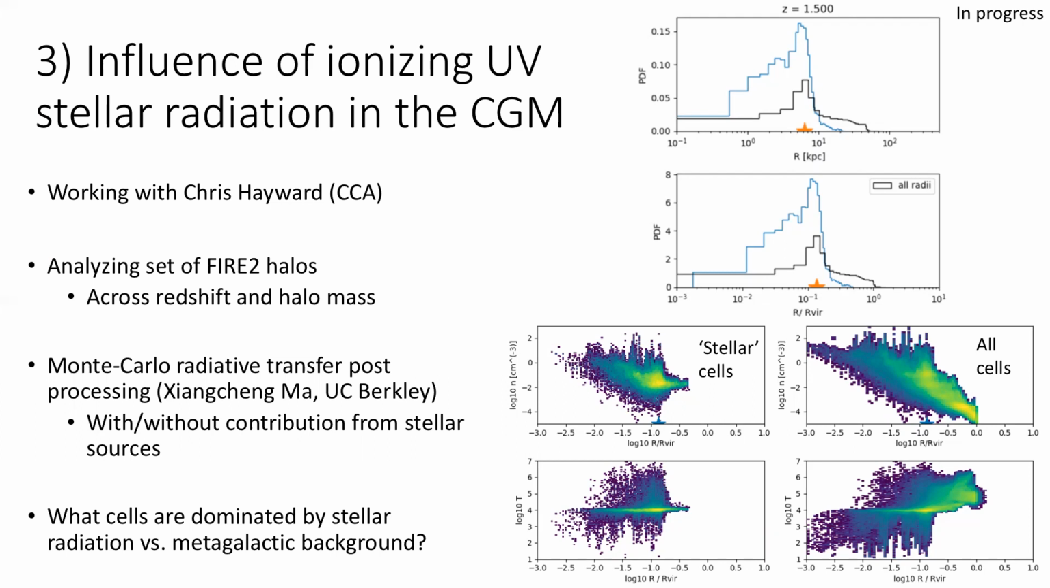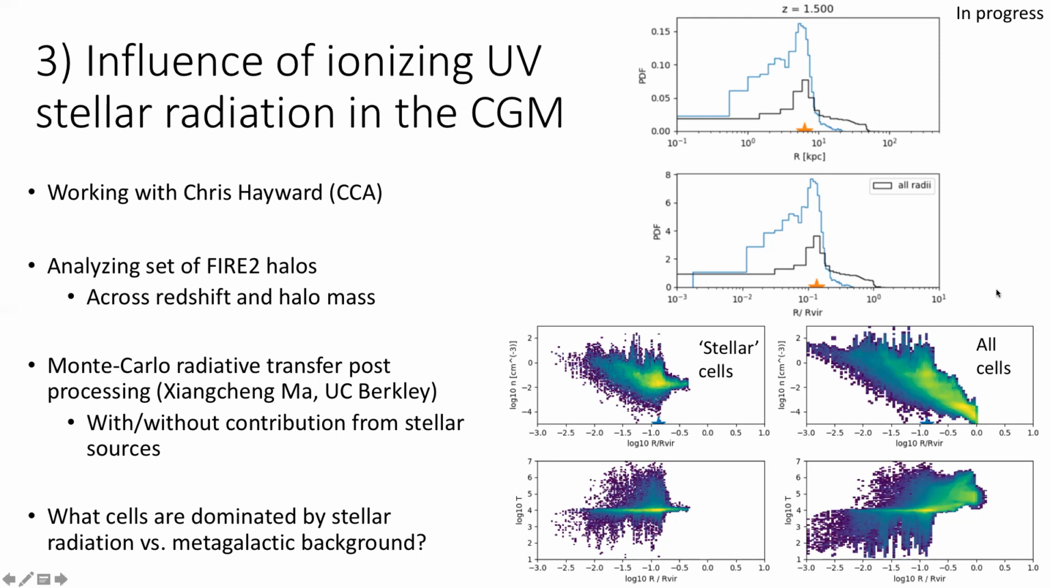And so what I do with this code is I run it for the standard method, which is using the stellar sources, and then I remove the stellar sources from this code. By comparing these two post-processing results, I can get a sense of which cells are influenced by stellar sources, and in particular which cells are dominated by the metagalactic background and which cells are not.